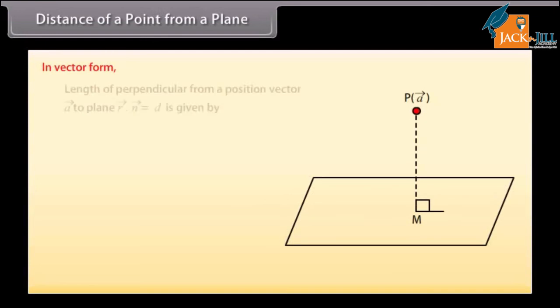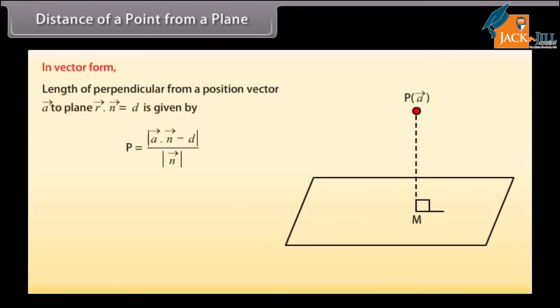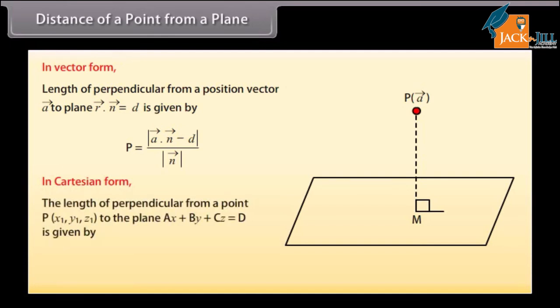Distance of a point from a plane. In vector form, the length of perpendicular from a position vector A to the plane dot product of vector r and vector n equals d is given by the formula. In Cartesian form, the length of perpendicular from a point P (x1, y1, z1) to the plane ax plus by plus cz equals d is given by the formula.